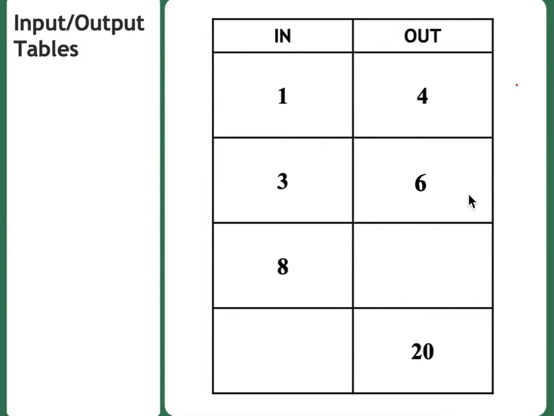Alright, so here we have an input-output table. So we have in of 1, out is 4, in of 3, out is 6. So in this case, we have a rule of plus 3. So 1 plus 3 equals 4, and 3 plus 3 equals 6. So what would the out for 8 be? Well, if we add 3, it would be 11.